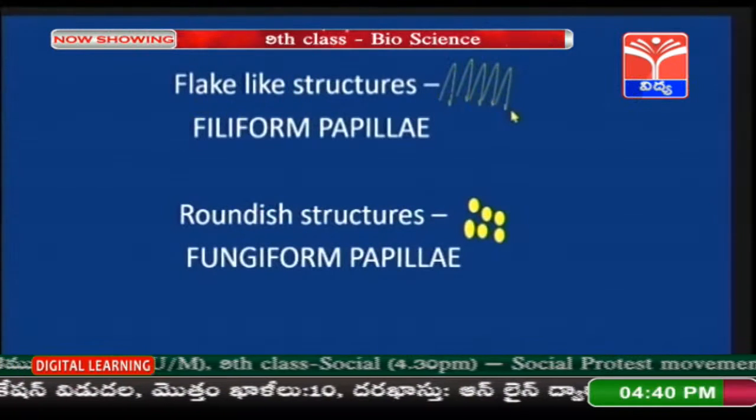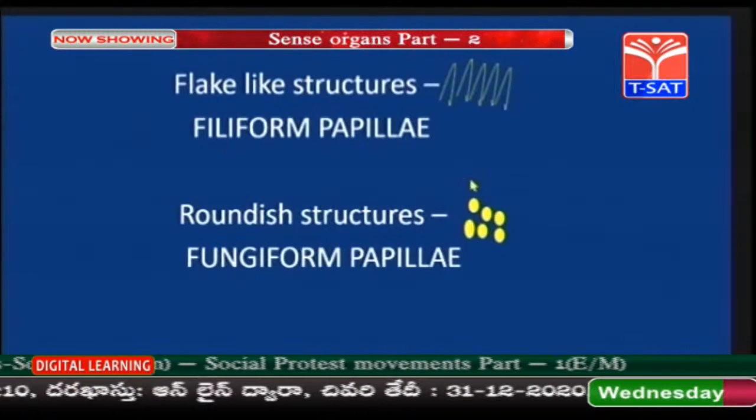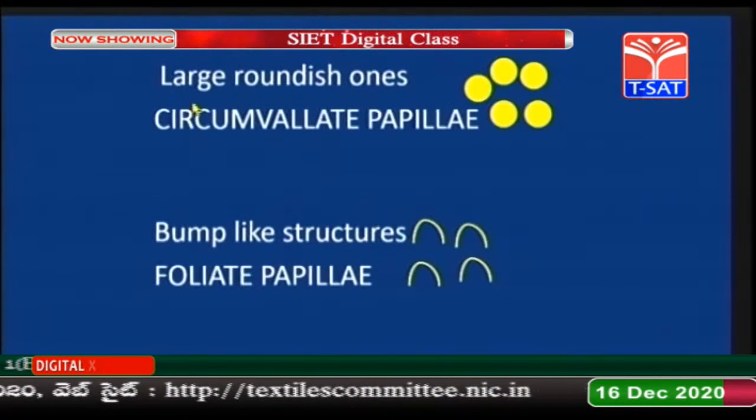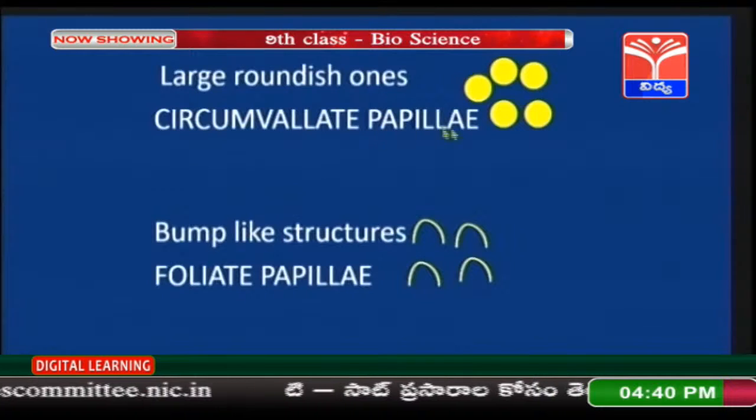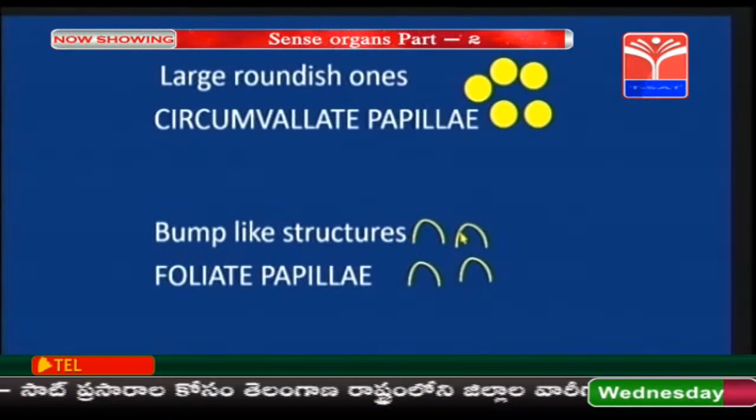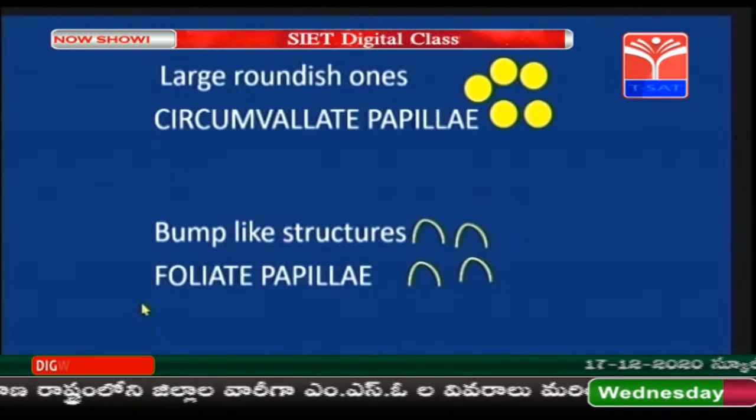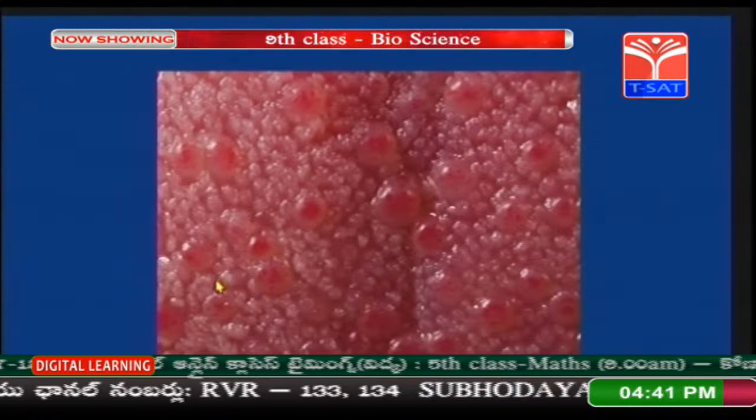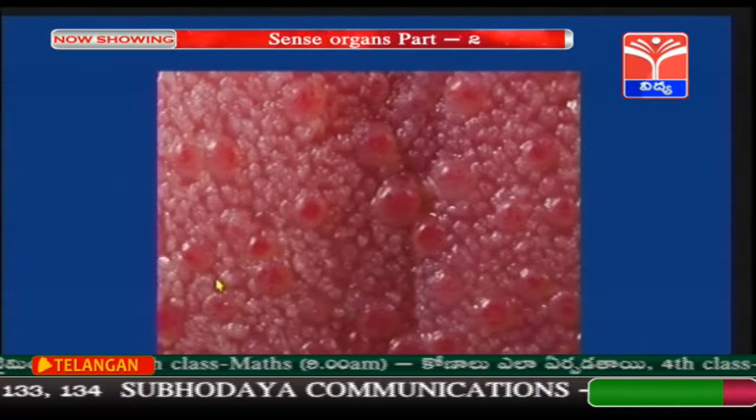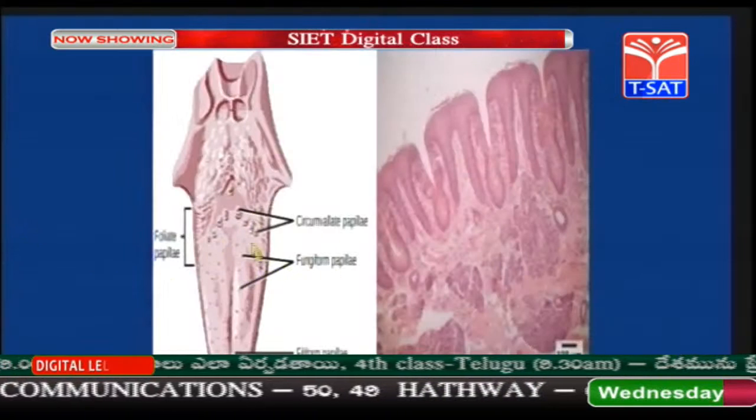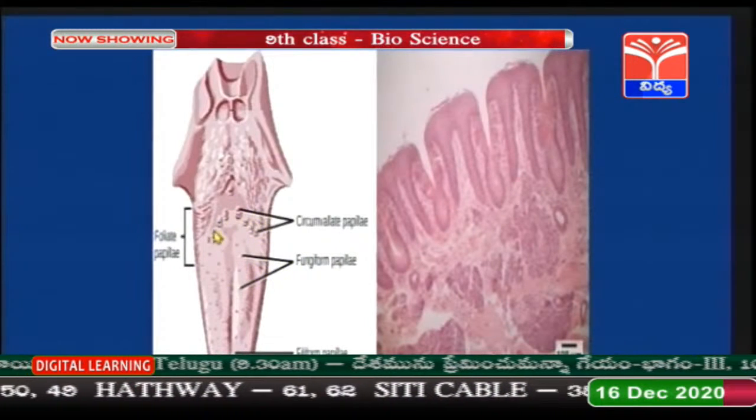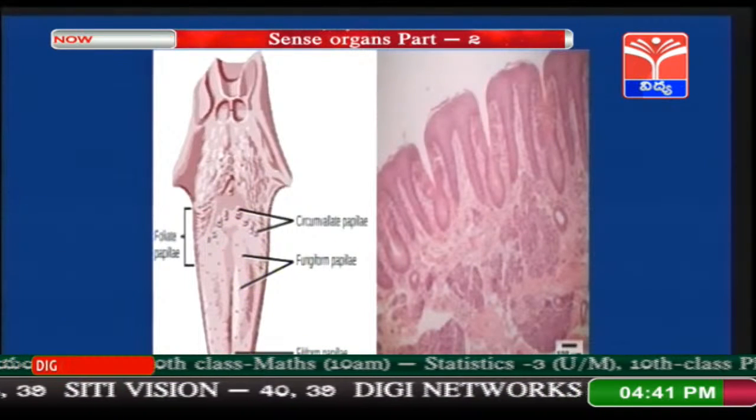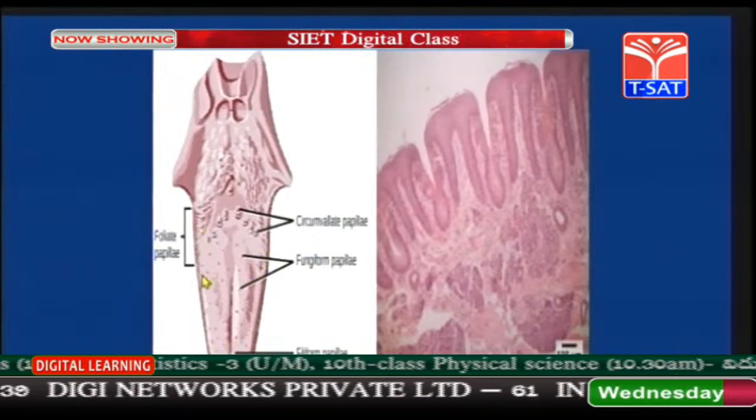You can see the flake-like structures called filiform papillae. The small roundish structures called fungiform papillae. Large roundish ones called circumvallate papillae. You can see bump-like structures, children. These are called foliate papillae. Now, children, you can see here clearly, right? The papillae and the taste buds. You can see your tongue also in the mirror. Now, children, the circumvallate papillae are at the back of the tongue, fungiform in the center, filiform at the tip of the tongue, foliate on the sides.